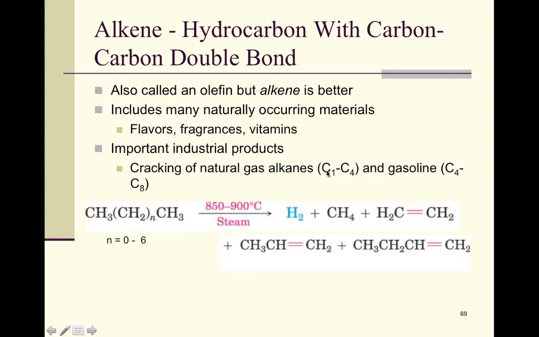We can have anywhere between 1 and 8 carbons, and so this is kind of a generic way to write this. So we're looking at 850 to 900 degrees C and steam, and what this does is it breaks down the alkane into hydrogen, methane, and these different alkenes. We have ethene, propene, and 1-butene. So knowing the industrial reaction of cracking natural gas and gasoline is something you do need to know for this class, and what products are formed.